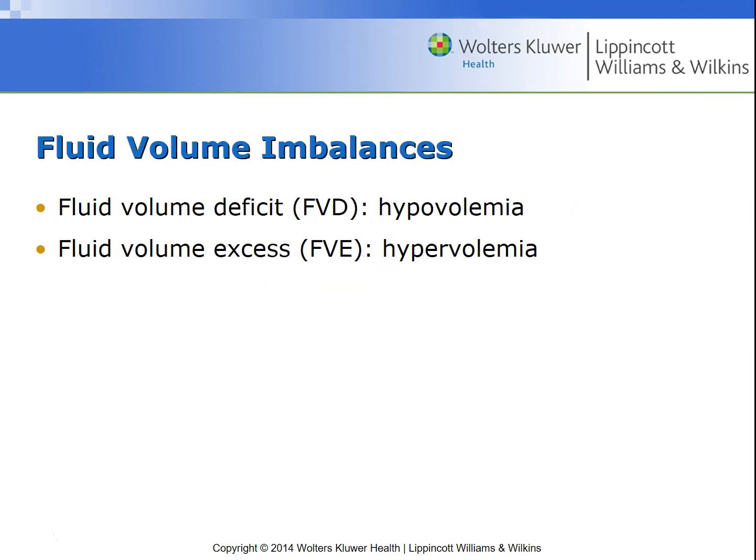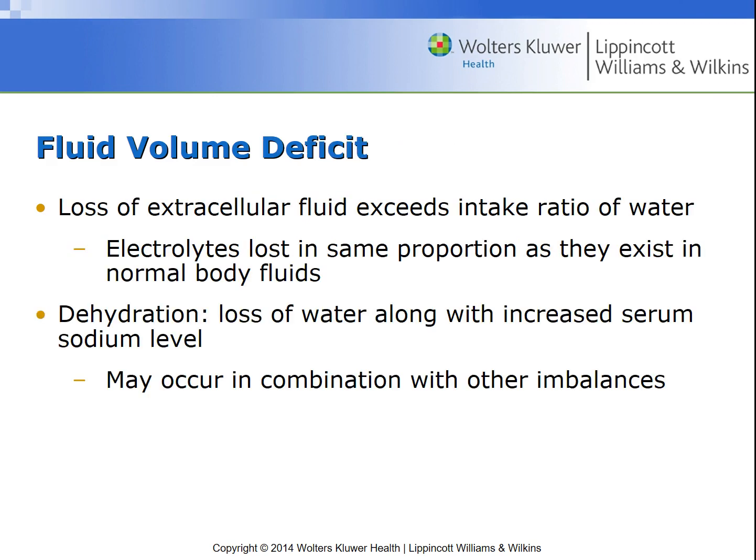So here are fluid volume imbalances. You can have hypovolemia, which is not enough fluid, and you can have hypervolemia, which is an excess of fluid. For volume deficit, it's the loss of extracellular fluid that exceeds the intake of water. Electrolytes are lost in some proportion as they exist in the normal bodily fluids.